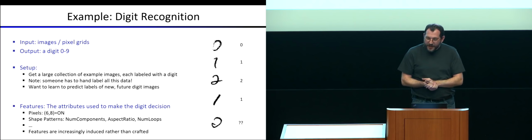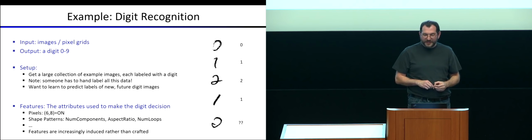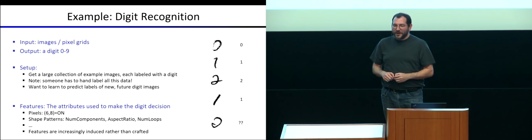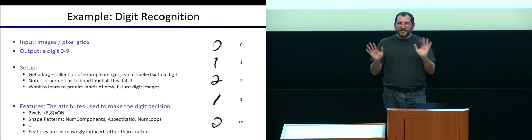So if you wanted to make a decision that that top thing is a 0 and the next one is a 1, you're probably going to look at the pixels. Those are the basic features. But if you think about it, that's not really the most invariant representation, because I could take that 0 and I could just shift it a couple pixels to the side, and it's going to be an entirely different set of pixels that are on, but it's still the same number.